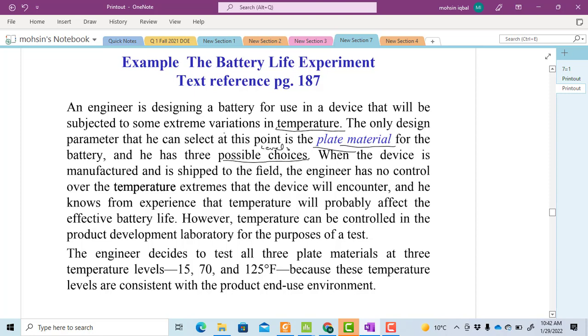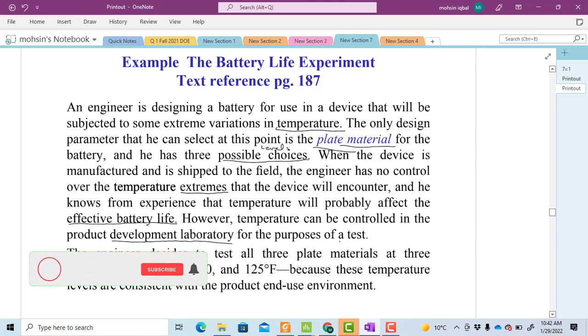When the device is manufactured and shipped into the field, the engineer has no control over the temperature extremes, meaning the temperature of the battery where it is working. He knows from experience that the temperature will probably affect the battery life, but now he is interested in finding out statistically the thing he's claiming. However, temperature can be controlled in the product development laboratory, meaning at the pilot stage of manufacturing the battery, to perform the tests.